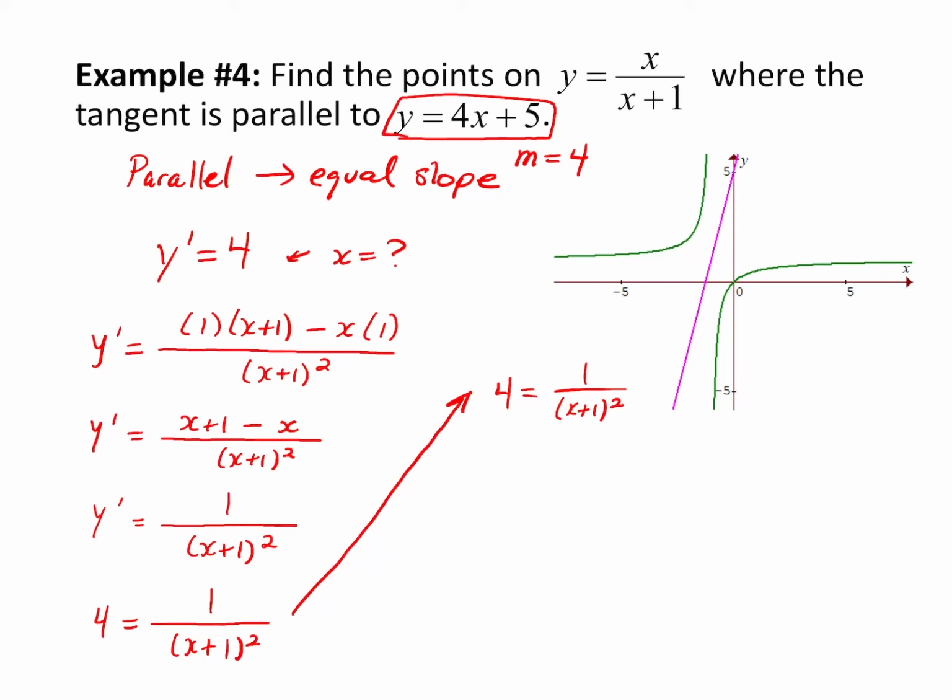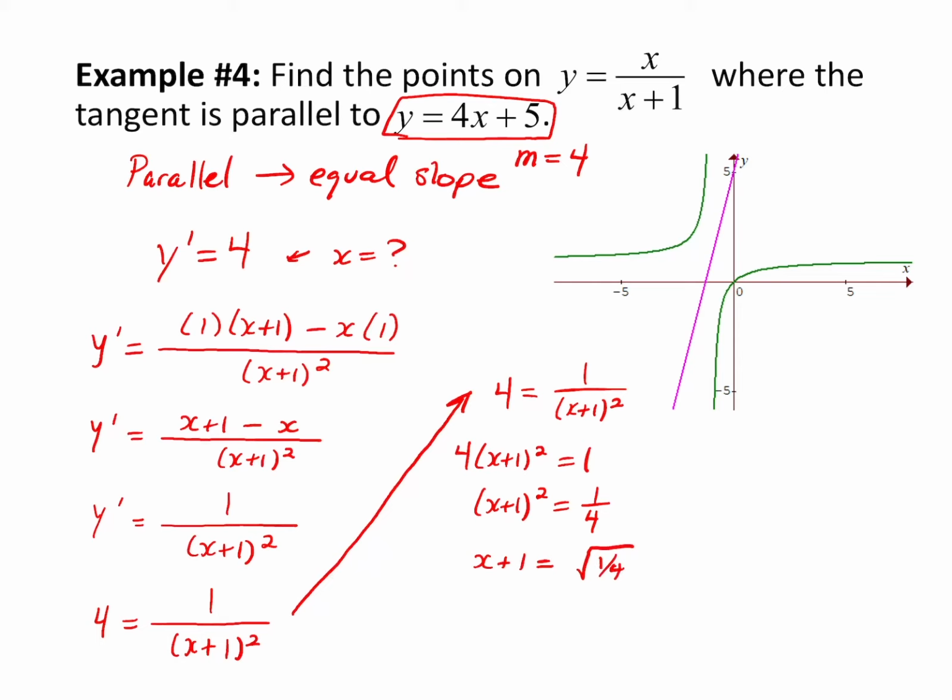So I would multiply both sides by x plus 1 squared to give us 4 times x plus 1 squared equals 1. And then I'm going to get rid of that 4. So dividing both sides by 4, this is x plus 1 quantity squared equal to 1 over 4. And the reason I'm doing that is because now I can take the square root of both sides. So if I take the square root of both sides, I'm going to get x plus 1 equals the square root of 1 over 4.